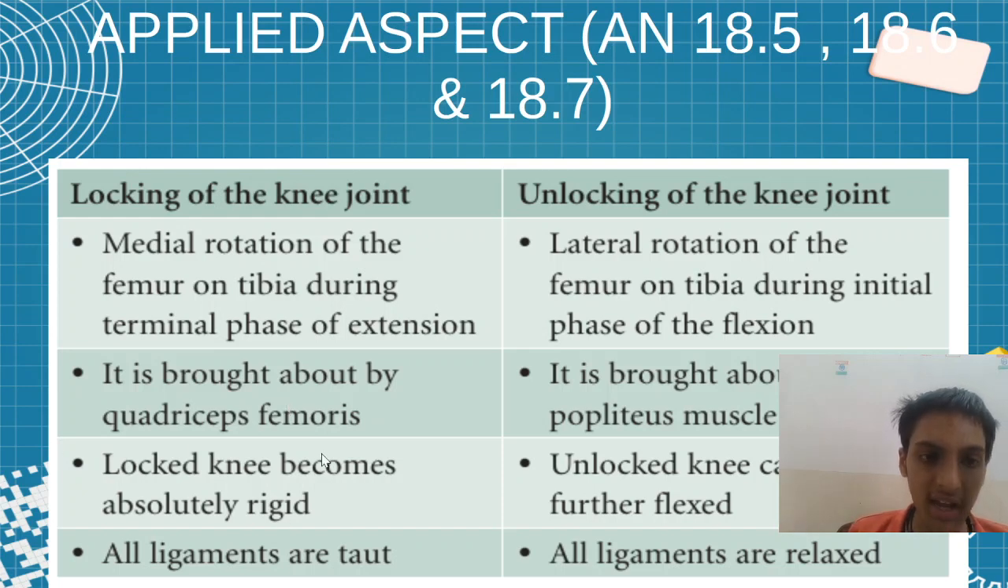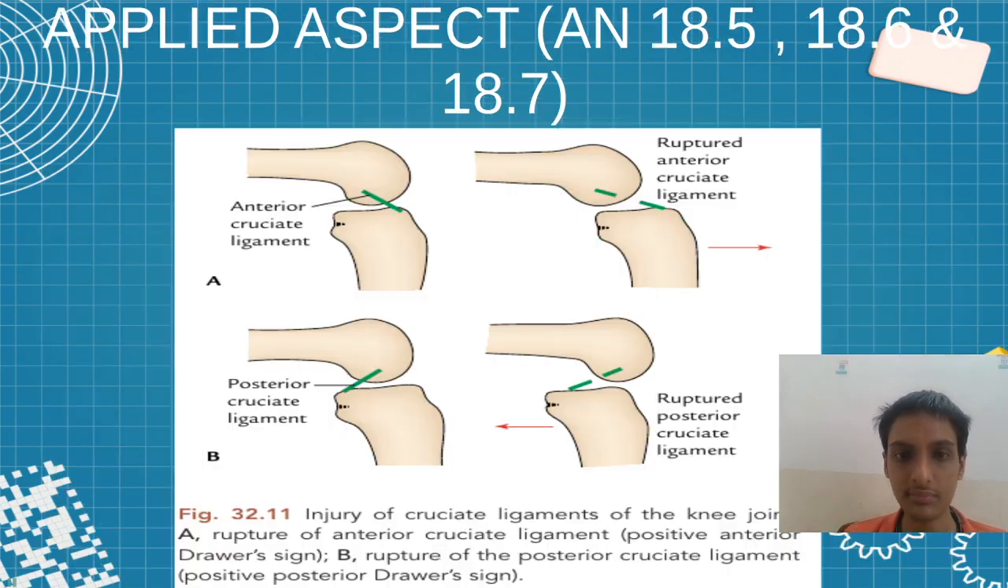Then what happens to configuration? Locking means it will be rigid. Like for example, when you lock, you cannot open the door back. Unlocking will be flexed. It's like when you open the lock, you can go inside your house. And coming to the ligaments, in locking it is taut. Remember, T for taut. You're teaching someone. Remember like that. Taut. Here it is waxed.